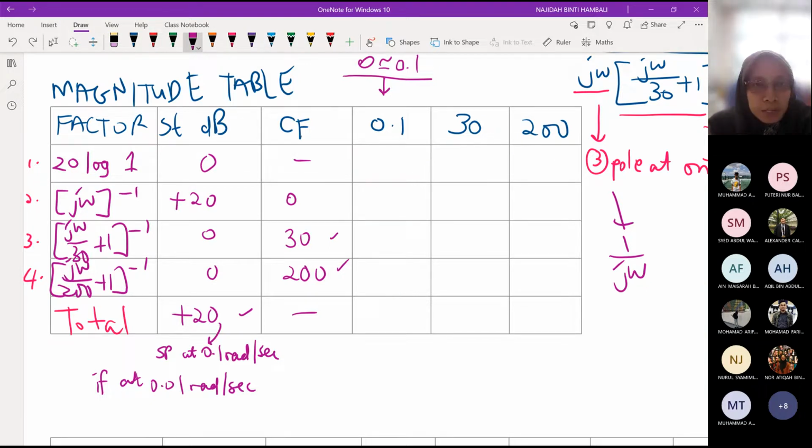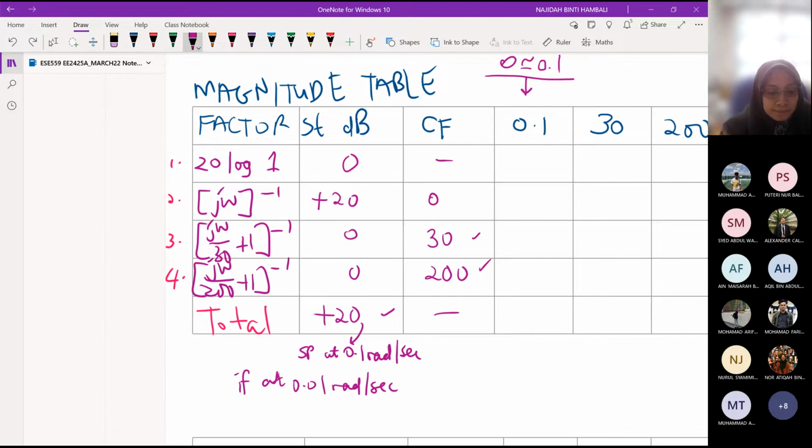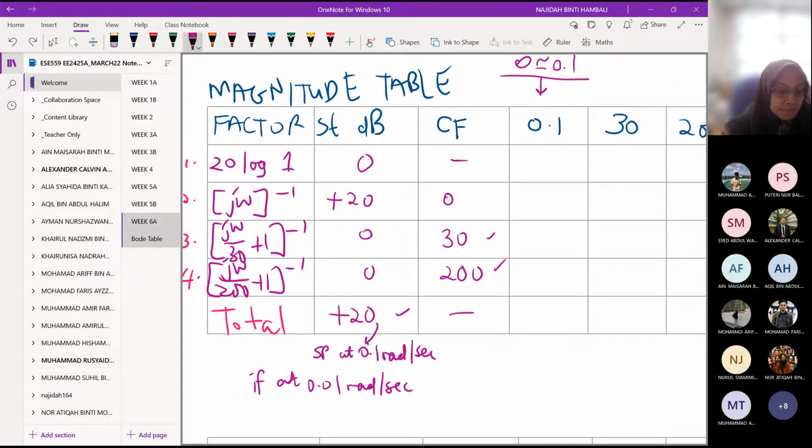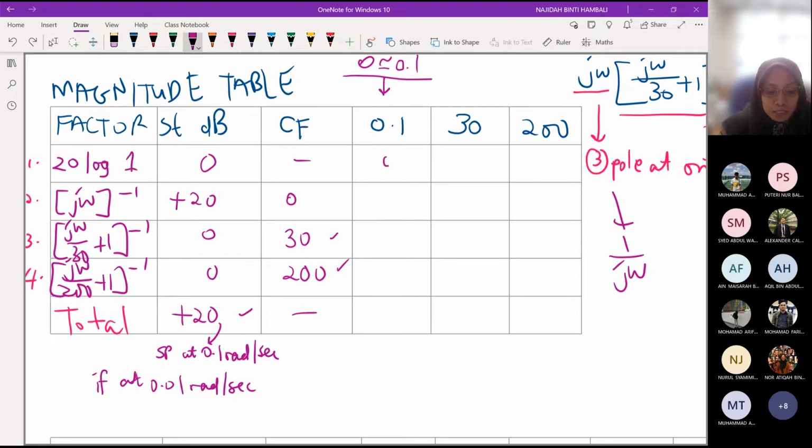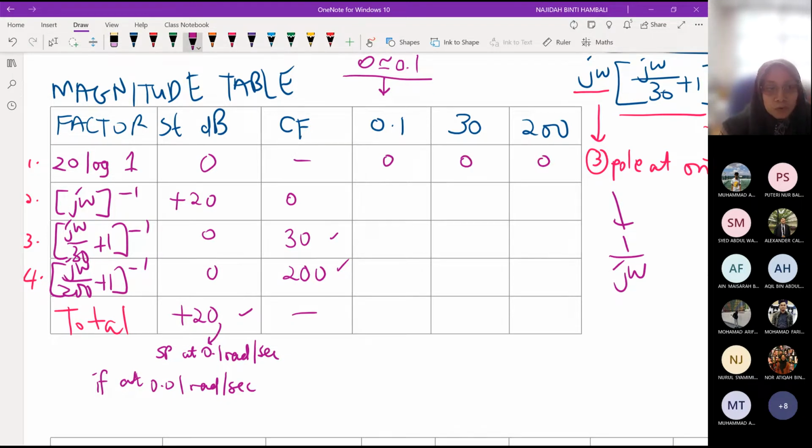Okay, now look at theory number 1. What is the slope for magnitude plot? Berapa slope dia? Zero for which frequency? Zero for all frequency. Okay, zero for all frequency.